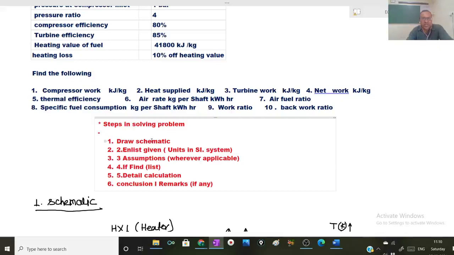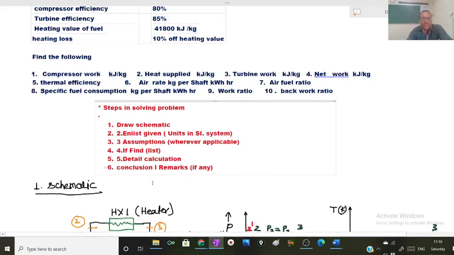Number 2, enlist all the given values and convert all the values in SI units. Number 3, write down the assumptions wherever applicable and possible, at least 3 to 4 assumptions. 4, enlist what is to be found out. 5, detailed calculation. And 6, conclusion or remarks, if any. In detailed calculation also, write the formula, put all the required values in proper unit, and then write the answer. Okay.